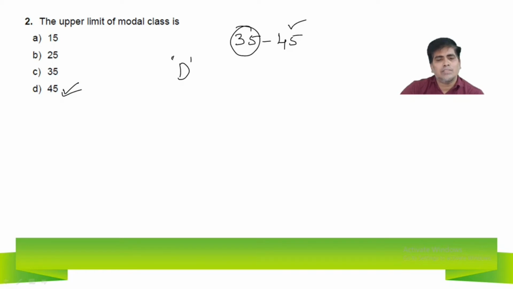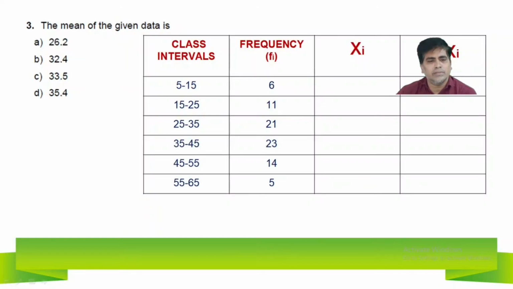The first sum is very lengthy. Come to the second question. It's very easy, because we can easily find the upper limit of the modal class. Next we are moving to the third question. The mean of the given data, clearly he has given the mean of the given data.